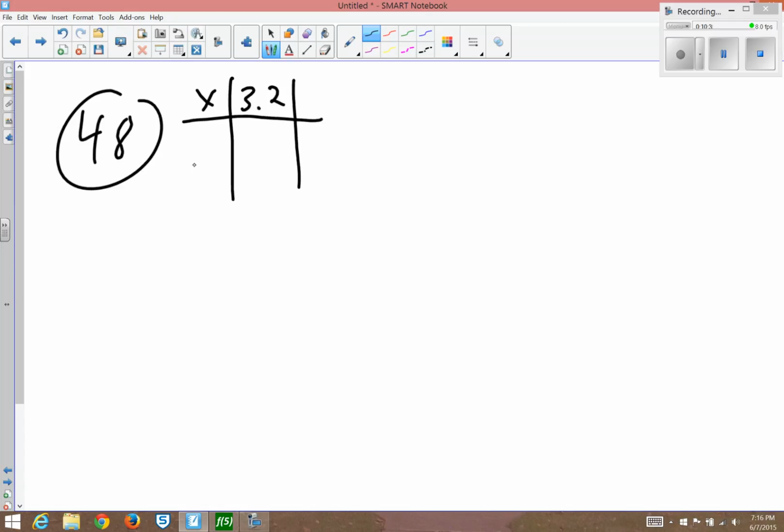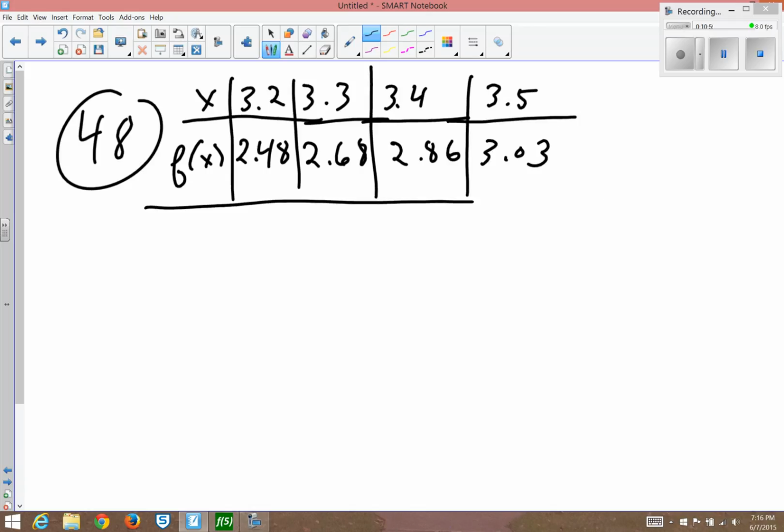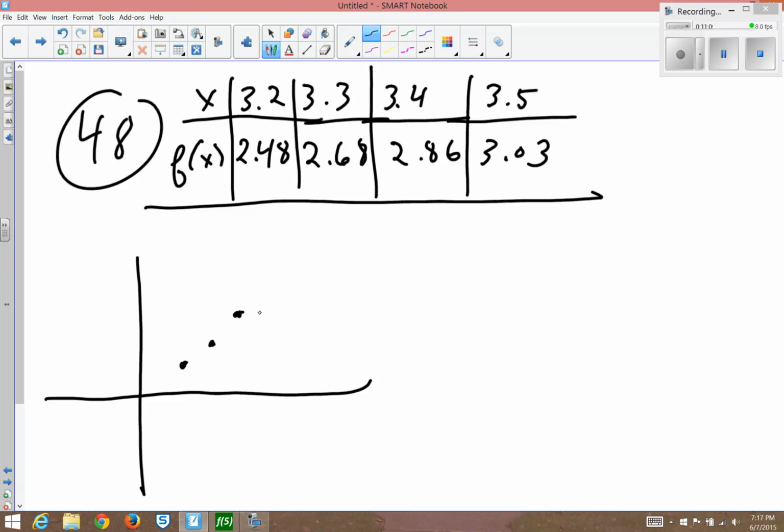When x is 3.2, f of x is 2.48. When x is 3.3, y is 2.68. When x is 3.4, y is 2.86. And when x is 3.5, y is 3.03. So I'm going to make a very rough sketch of all these points here. Very rough. So there's 1, 2, 3, 4 points I'm going to plot. This is not to scale at all.